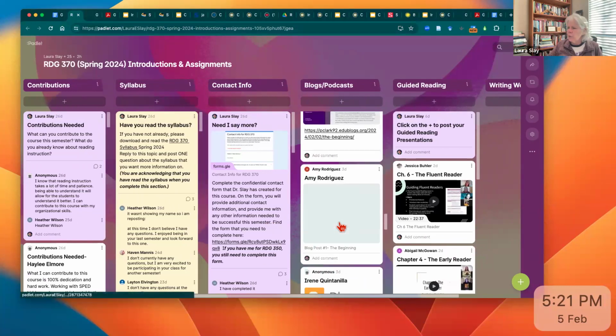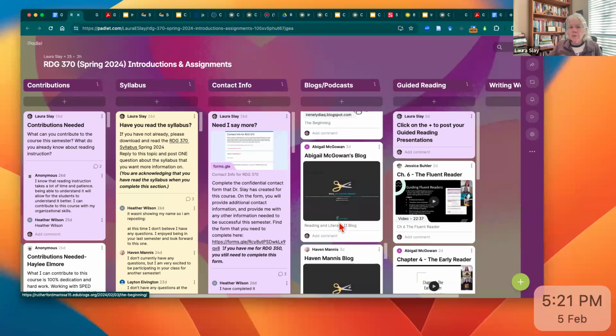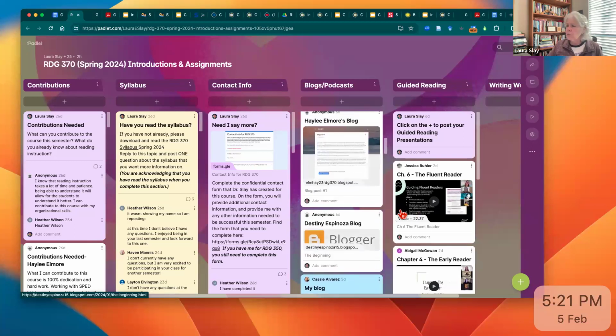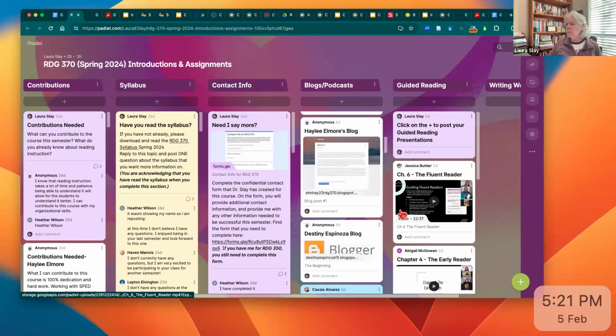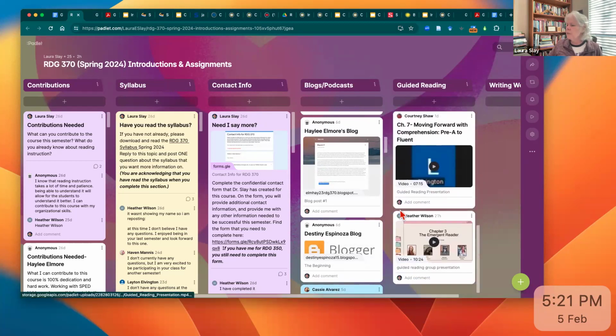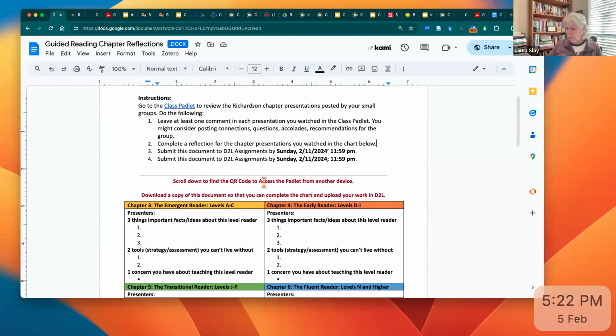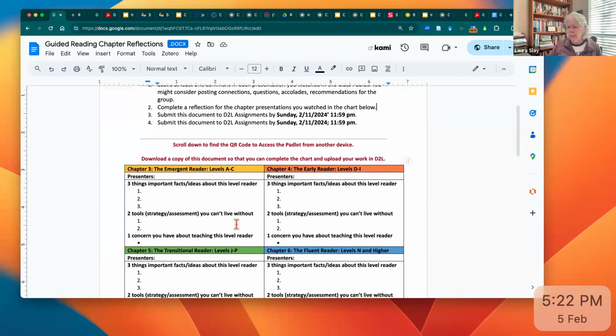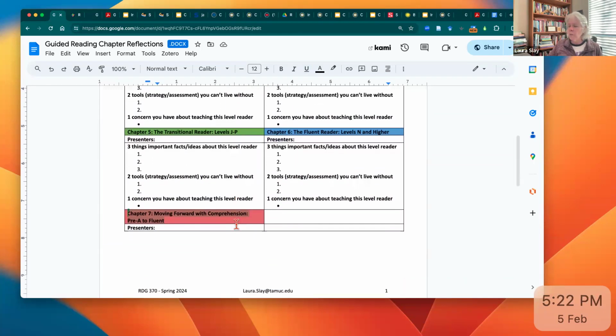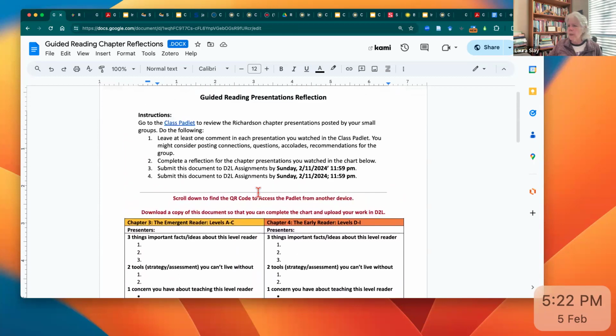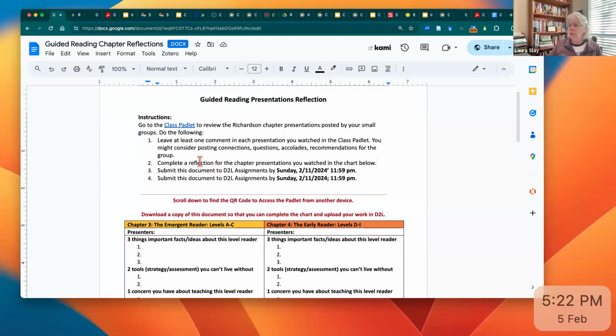I did not explicitly ask you to read each other's blogs, but feel free to do that and leave each other comments, because writers like to hear from each other. They like to know people are reading their stuff. But I do want you to look at the different presentations and add some thoughts and comments this week. It tells you right here to leave at least one comment on the presentations that you watched. In this case, I want you to watch all of them. There's only one per chapter, and they shouldn't be so long that you can't do it.